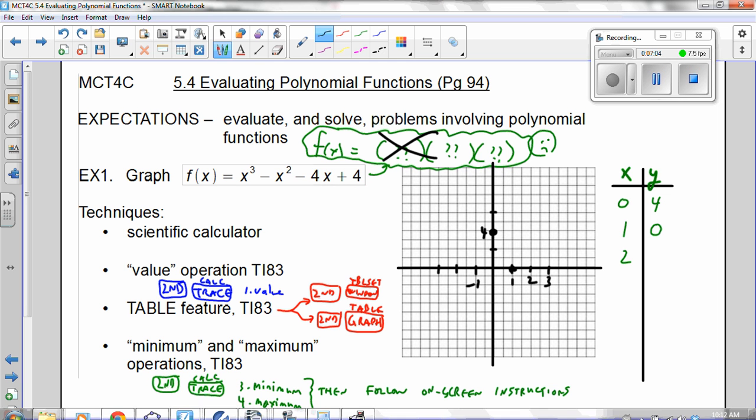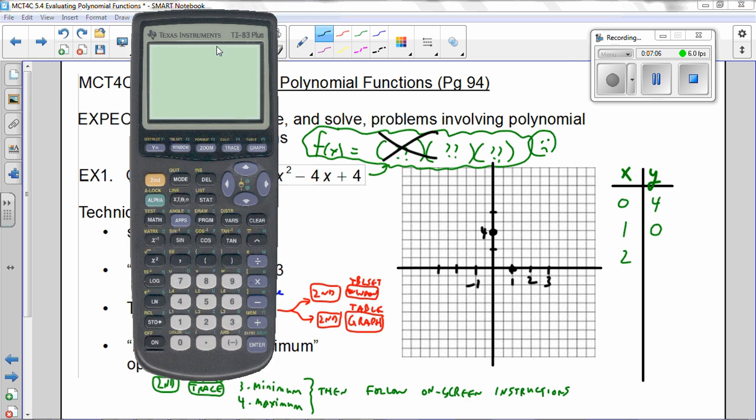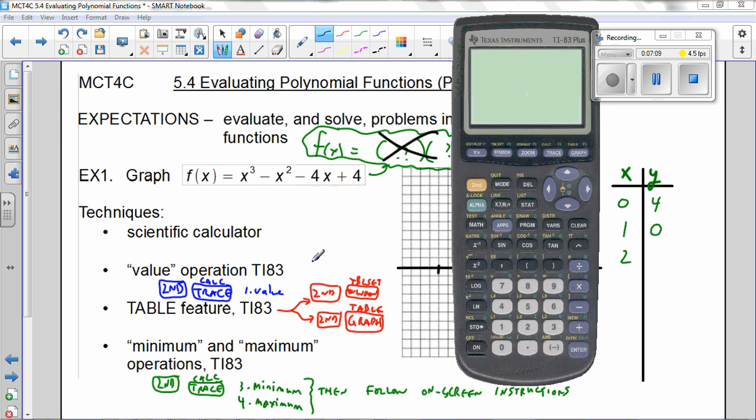So there's a couple ways to get this working faster. And I've noticed that I've got the steps here. I'm going to follow these steps. You can pause the video and write those down if you want to. That's up to you.